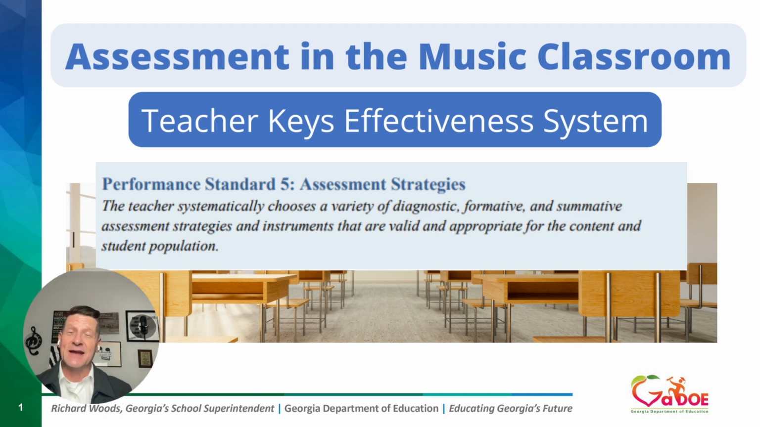The performance standard that we look at the beginning of every session, so we're well familiar with them, is performance standard number 5, assessment strategies, which means that we include diagnostic, formative, and summative assessment strategies and instruments, rubrics, that are valid and appropriate for the content and student population. So that means appropriate for our music classroom and the different learning levels that are in that class.